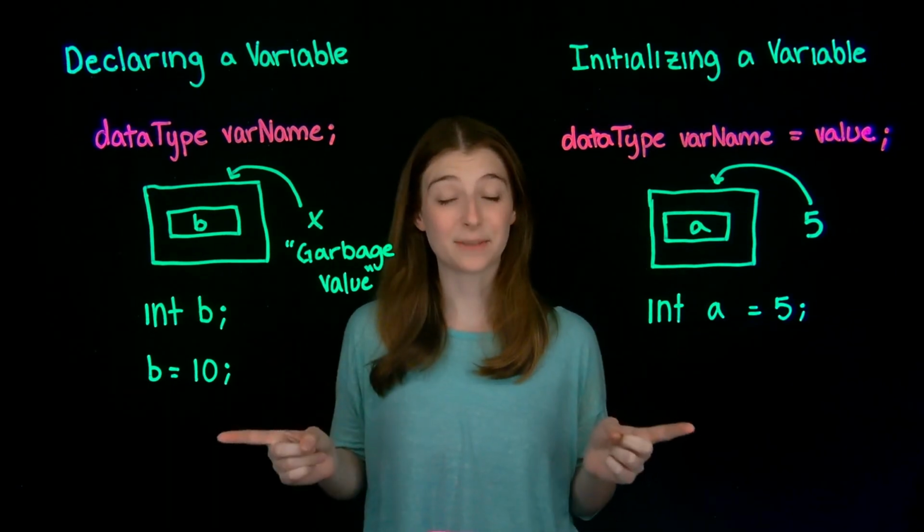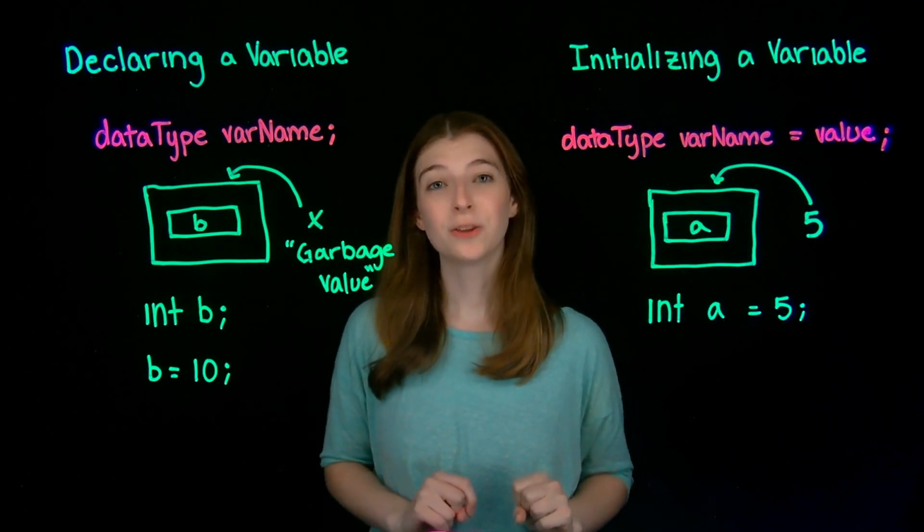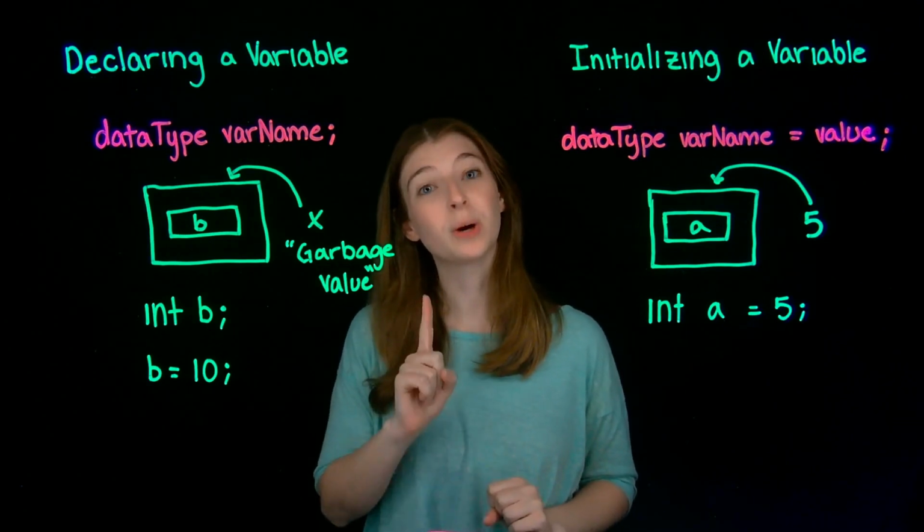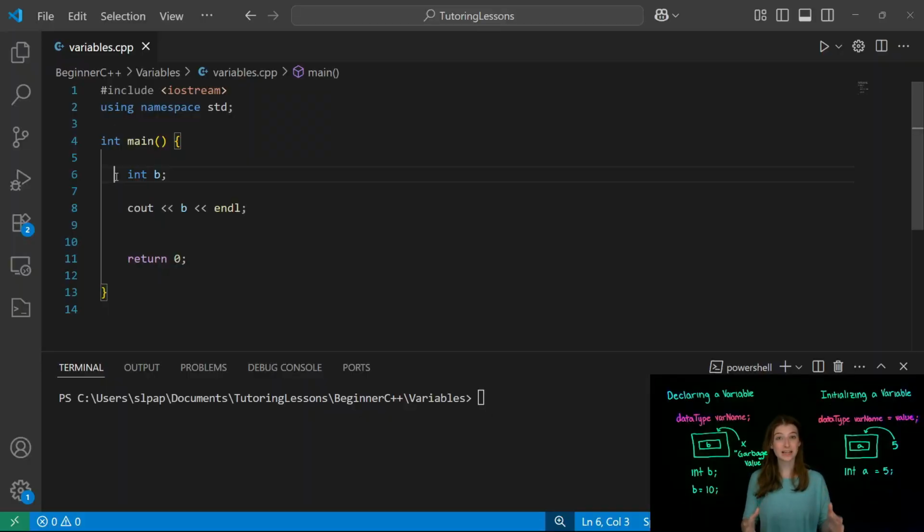With that being said, there's 2 things I want to talk about. The first one is talking about this garbage value a little bit more. When you declare a variable in your program, you yourself do not initially give it a value, but the computer is going to give it a value. We call this a garbage value.